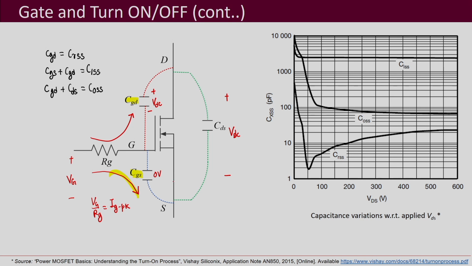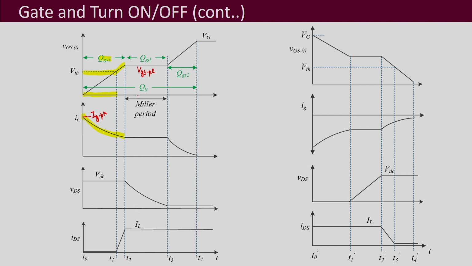Okay. And during that time the charge associated over here is your QGD, okay, and the gate to source voltage does not increase at that time, and the current is also kind of constant, and we can call it your IGPL, and the voltage that decreases during this Miller period.